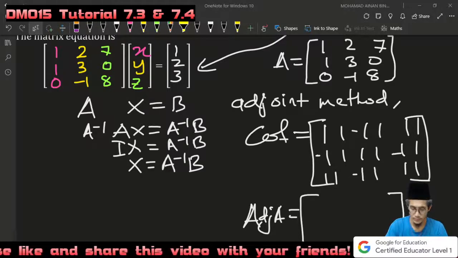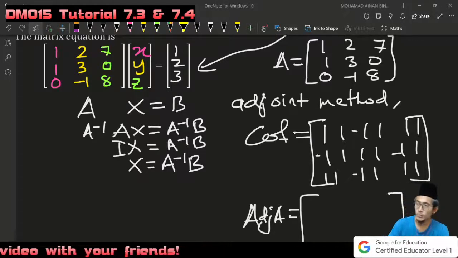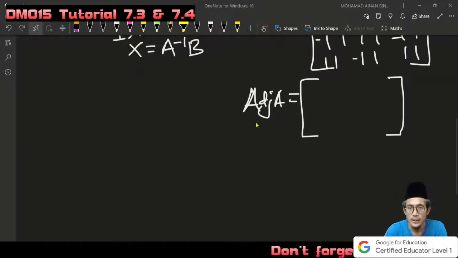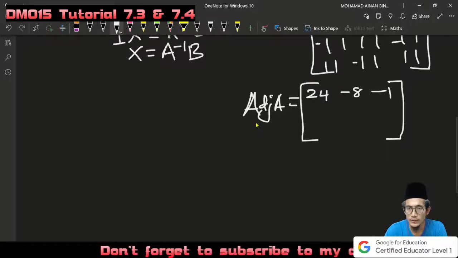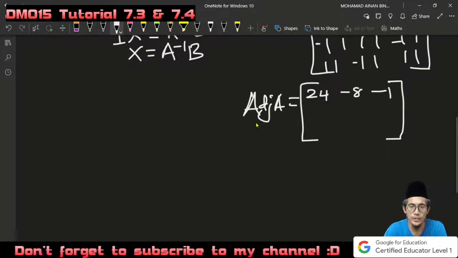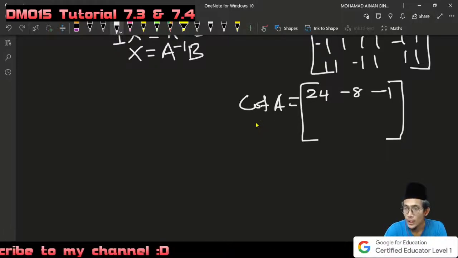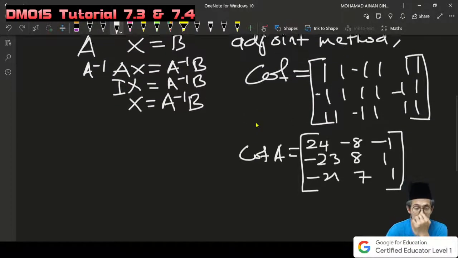Okay. So we find the cofactor now. And the cofactor is 24, minus 8, minus 1. Ni bukan adjoint, ni baru cofactor. Sorry. Baru cofactor: minus 23, 8, 1, minus 21, 7, 1. Ni baru cofactor, saya nak cepat.